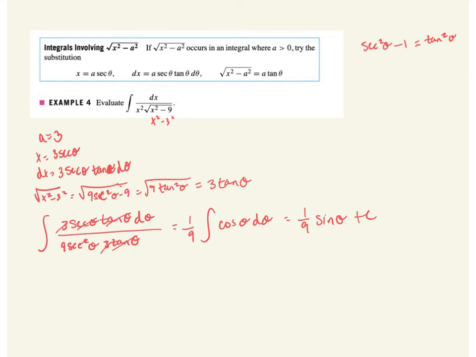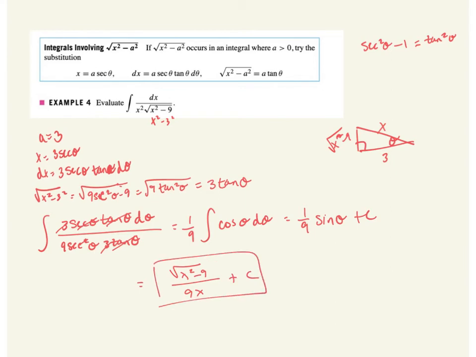The only thing I need is to go ahead and come up with sine theta with respect to x, so I'm going to draw out my triangle. All right, so I know that secant theta equals x over 3, so cosine equals 3 over x. So I have that, and then I would have, of course, square root of x squared minus 9. So my sine is the square root of x squared minus 9 over x. So my final answer is the 1/9 square root of x squared minus 9 over x plus c.